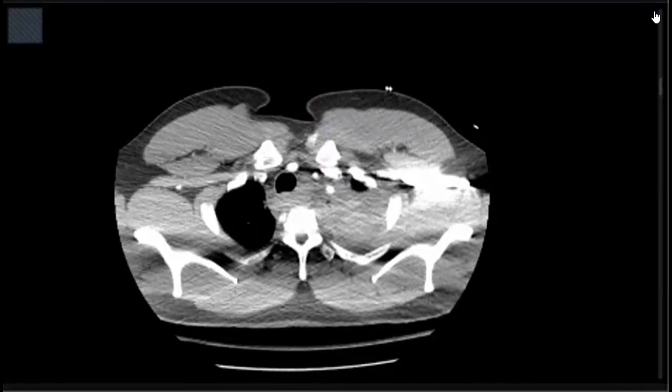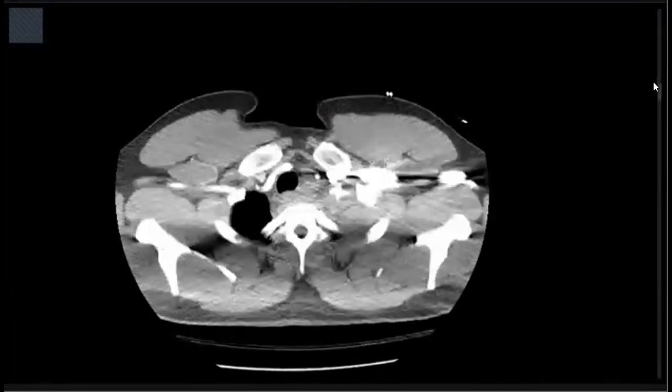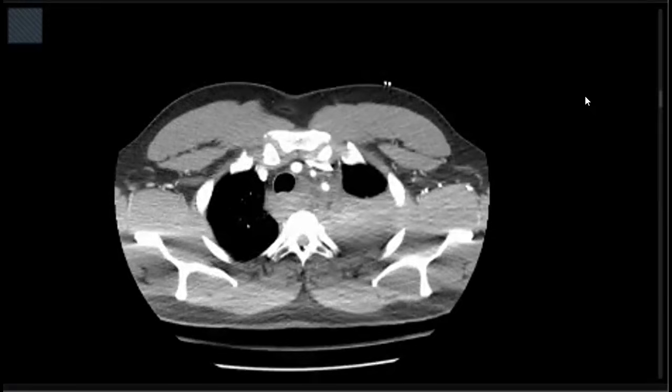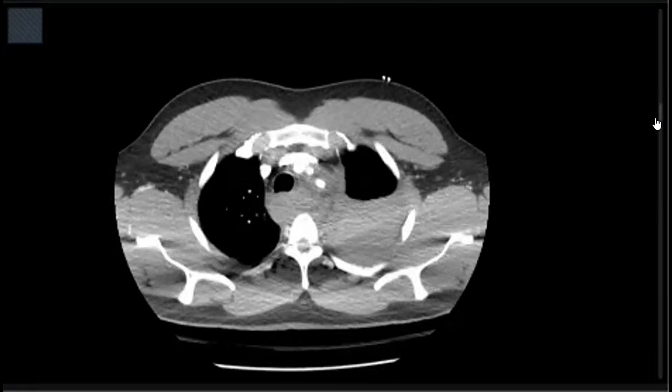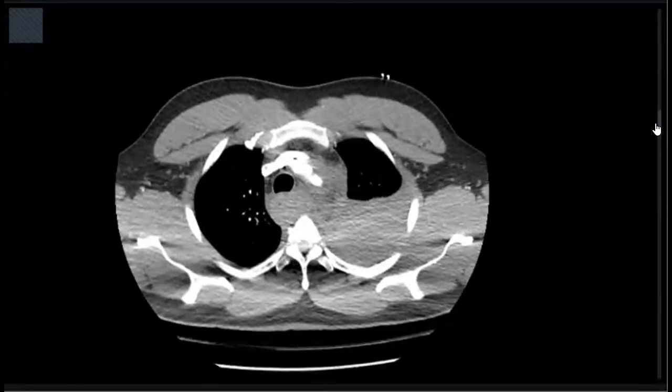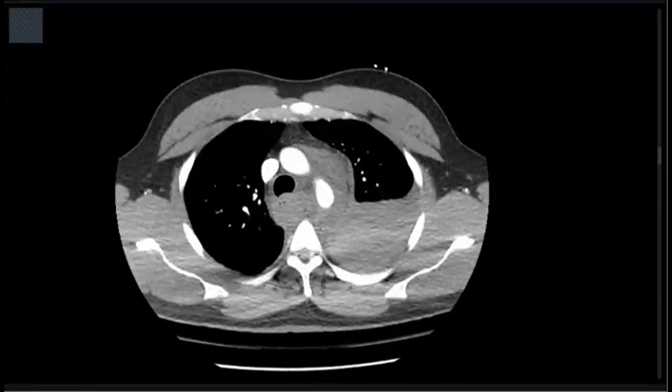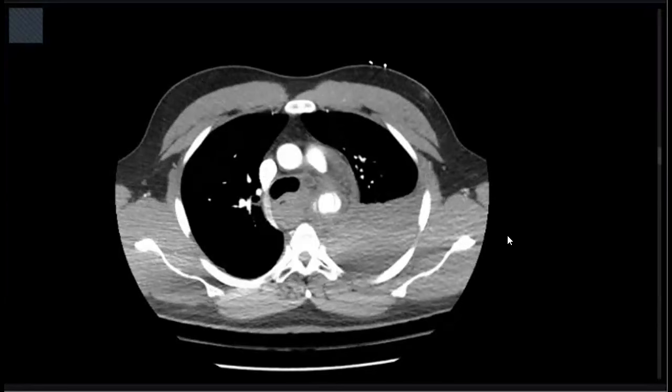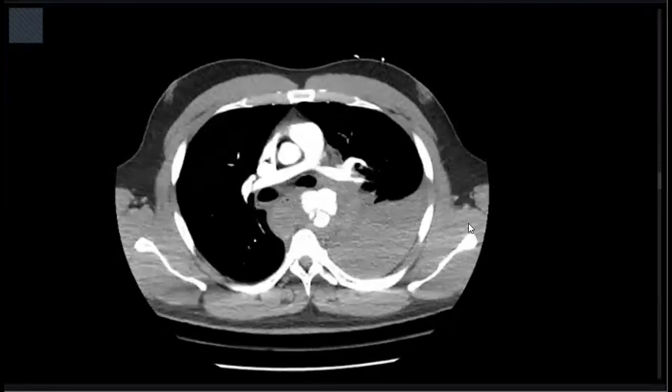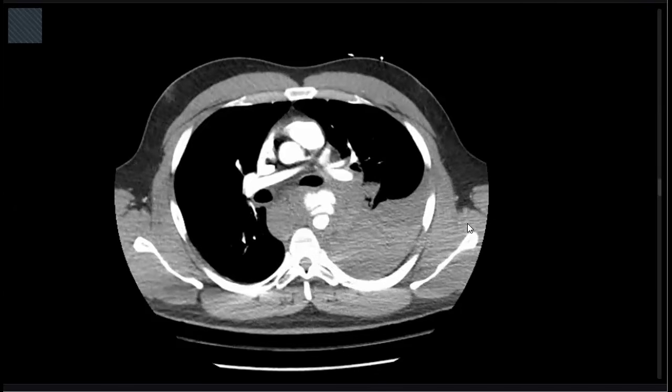Scroll through your trackball or up and down arrows. Don't use the scroll bar. Just use your trackball or arrows, okay? Take your time. Scroll slowly and take your time.